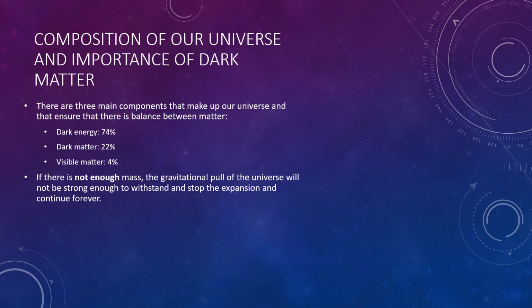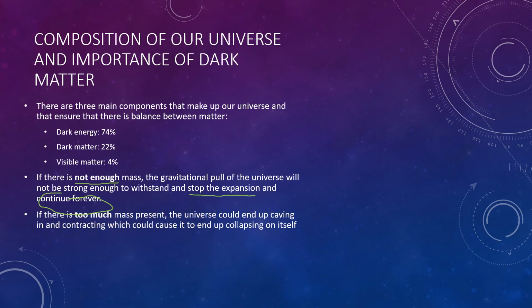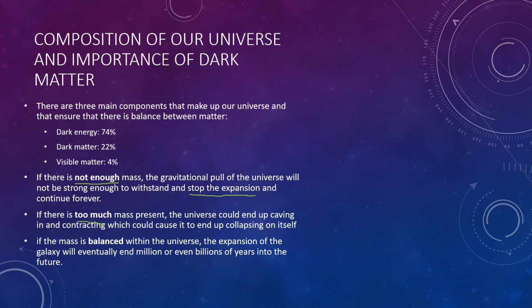So there are three scenarios that can happen. First, if there is not enough mass, the gravitational pull of the universe will not be strong enough to stop the expansion, and it will continue forever. And that will lead into collapsing in on itself and all that stuff, and we'll end up pretty much dead. Then if there's too much mass, the universe could end up caving in on itself and contracting, which causes it to collapse in on itself. And then if the mass is balanced within the universe, the expansion of the galaxy will eventually end millions or even billions of years into the future.